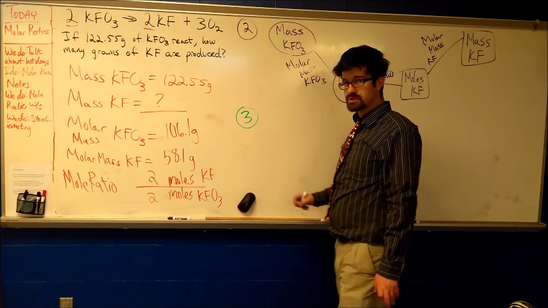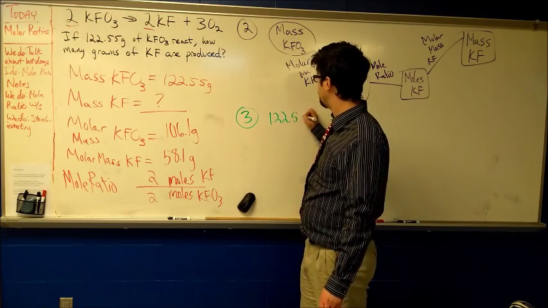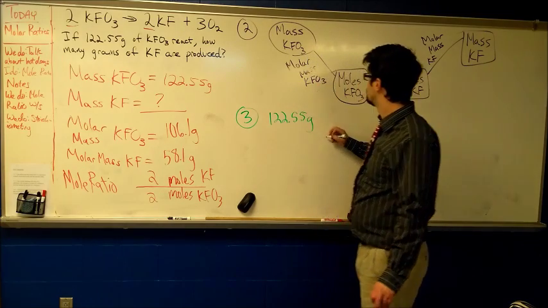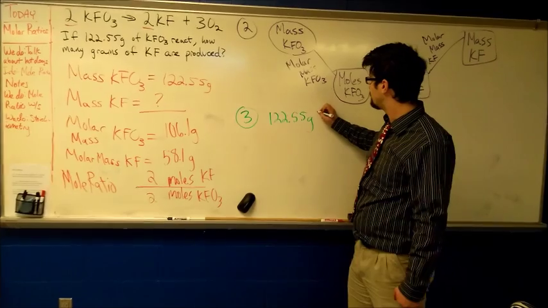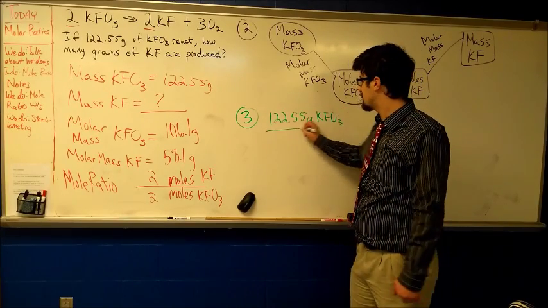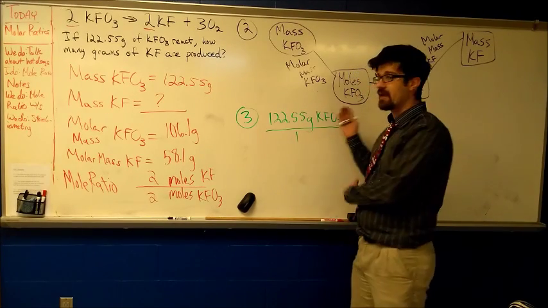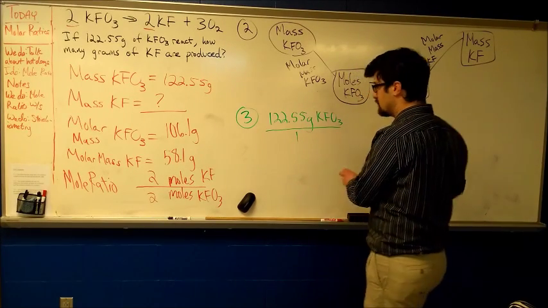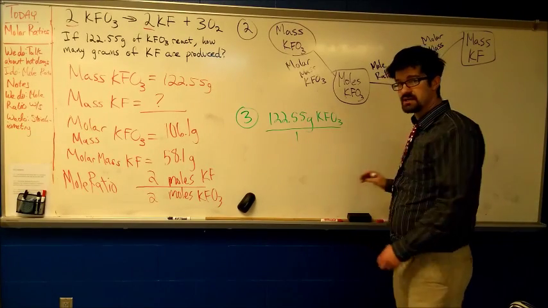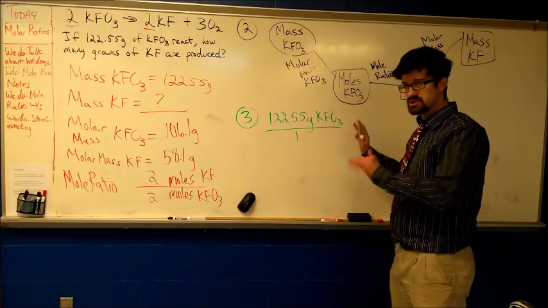Okay, so we're starting with 122.55 grams of KFO3. Now I strongly suggest you just go ahead and put that over 1, just to make it a fraction. We're going to be doing lots of conversion factors here, and it's going to make more sense if you have that over 1. It doesn't change anything now.